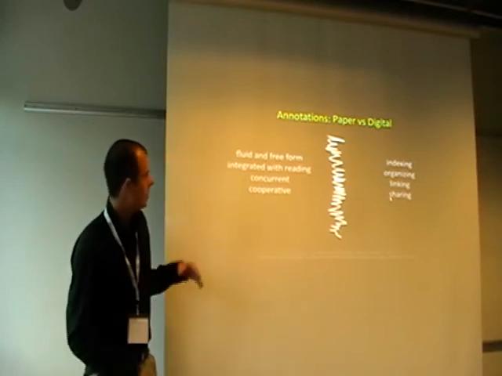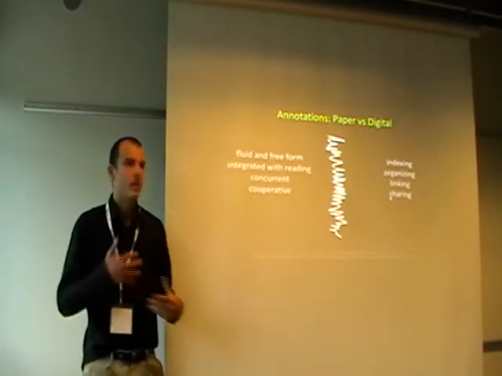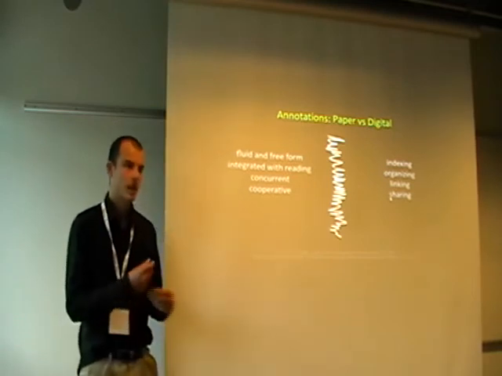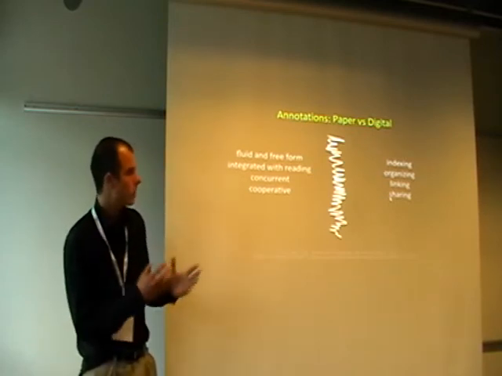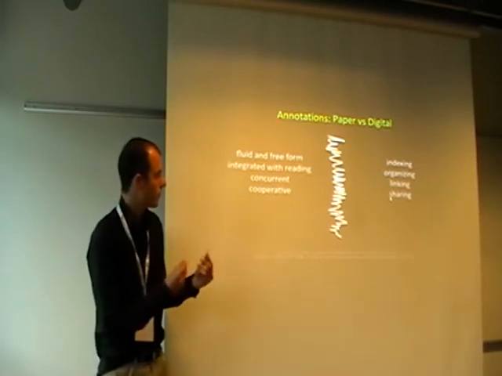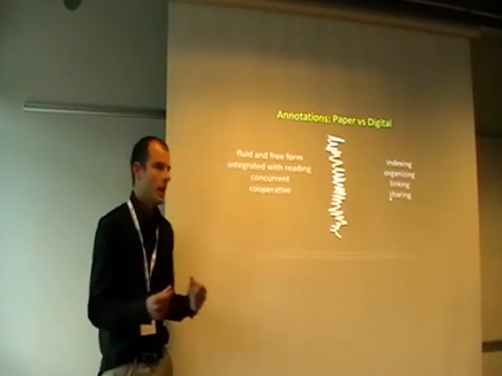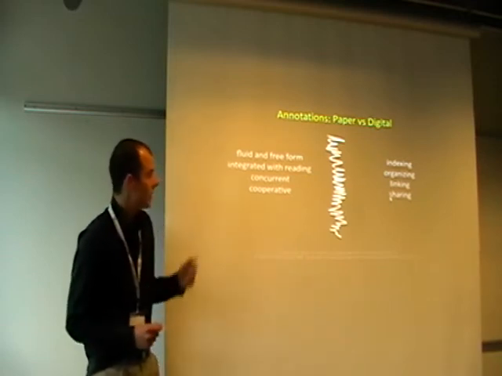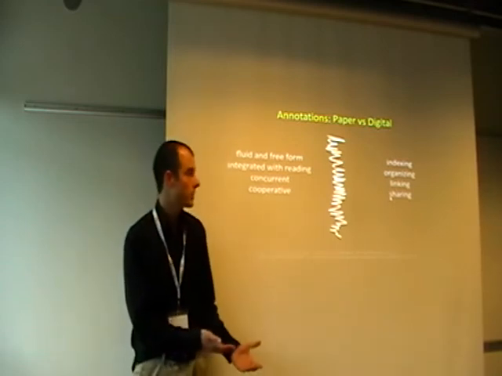Basically, annotating on paper is really well integrated with the reading activity, so that we actually write and read annotations in a fluid form. And annotating on paper also allows for concurrent activities on different pages, so that we can go back and forth in the book, and we don't need to do it in a sequential manner. It also allows for fruitful cooperative interactions among students in a team working on the same document.